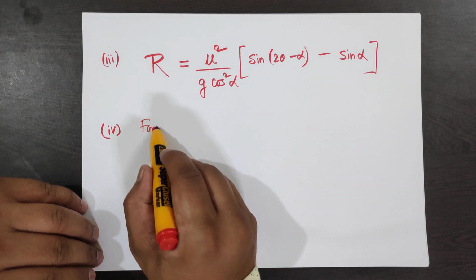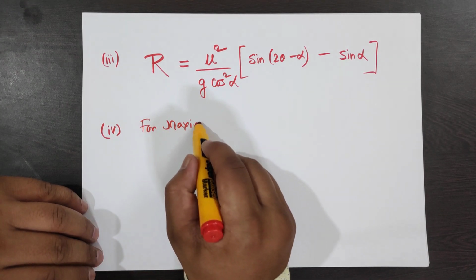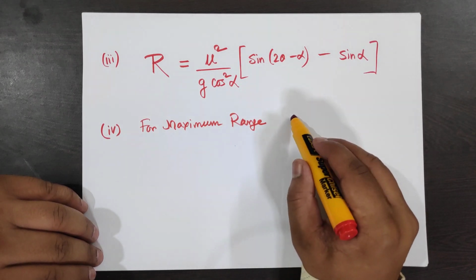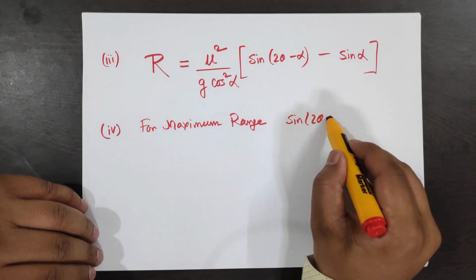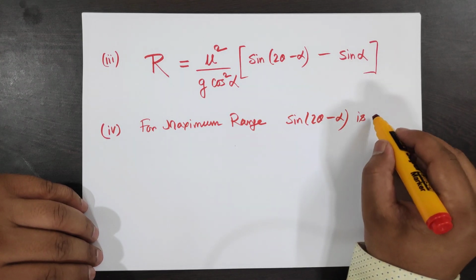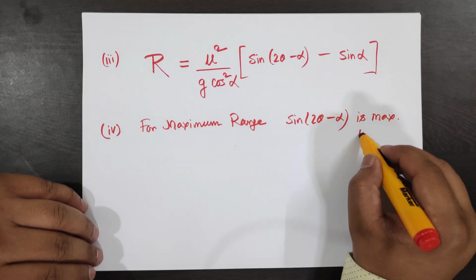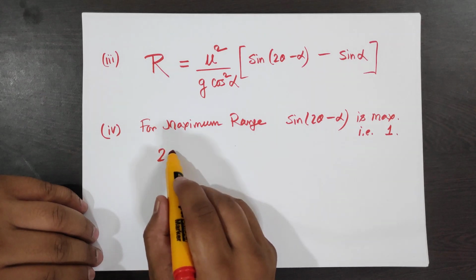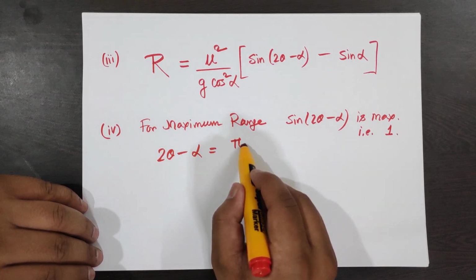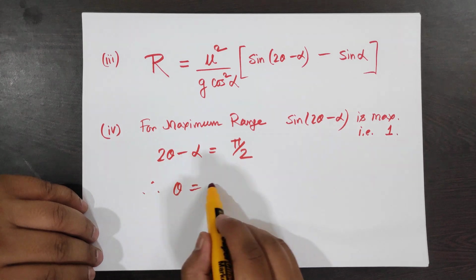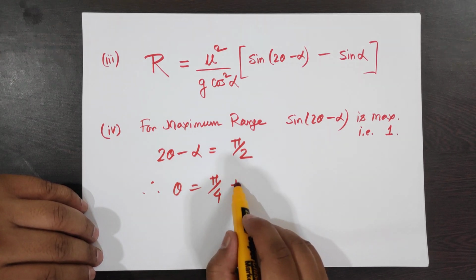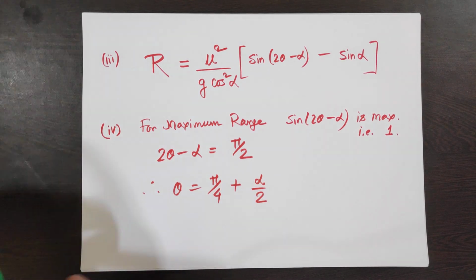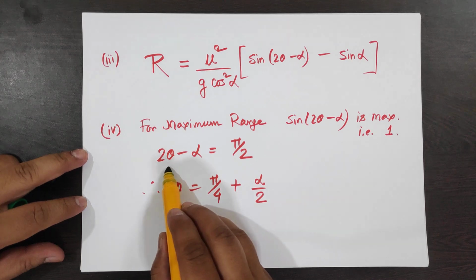So for maximum range, sin(2 theta minus alpha) is maximum, that is, it's 1. So 2 theta minus alpha should be equal to pi by 2. Therefore theta is pi by 4 plus alpha by 2. This is the value of theta for the range to be maximum.